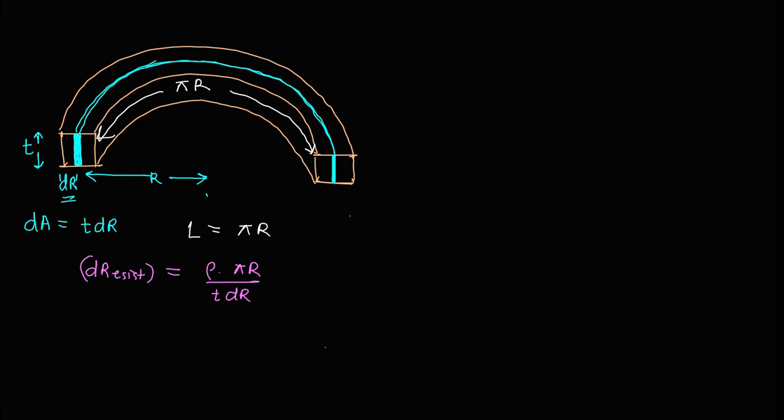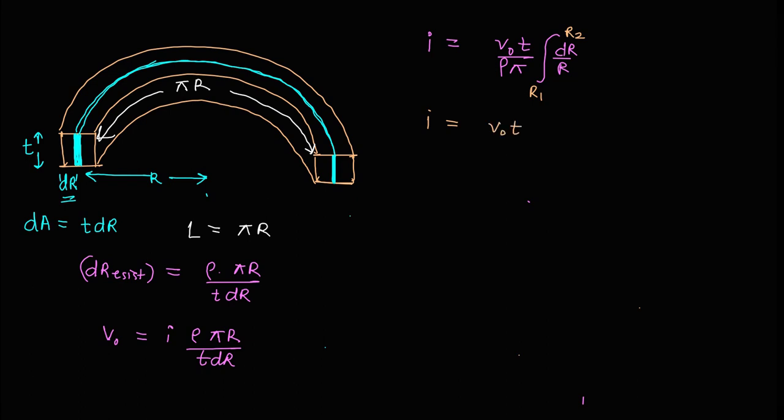So from Ohm's law, I write V naught is equal to I into R, that is rho into pi r upon T dr. So over here, I can write the expression for I as V naught T upon rho pi, integral of 1 by r with respect to dr, and the limit is from R1 to R2. Hence the value of current that we obtain is equal to V naught T upon pi rho ln of R2 by R1.